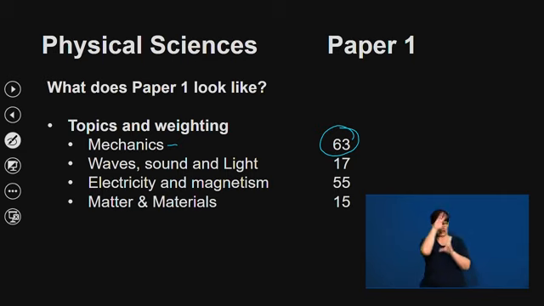Okay, now the total of the mechanics is actually 63 marks, give or take, plus minus. Now, if by comparison, you immediately pick that up to say, okay, mechanics actually carries the greatest weight in the physics paper, right? And then we've got electricity and magnetism.